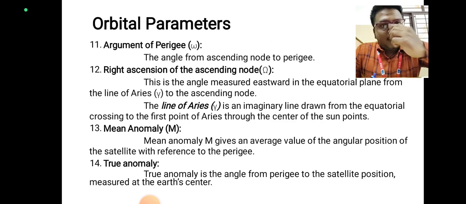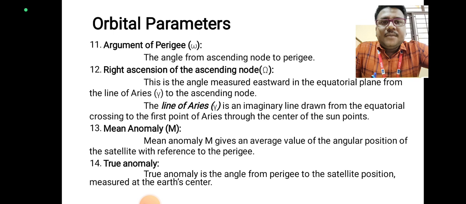Next is the argument of perigee. This is the angle from ascending node to perigee. Next is right ascension of ascending node. This is the angle measured eastward in the equatorial plane from line of Aries to ascending node. Line of Aries is nothing but an imaginary line which goes through the center of the sun.